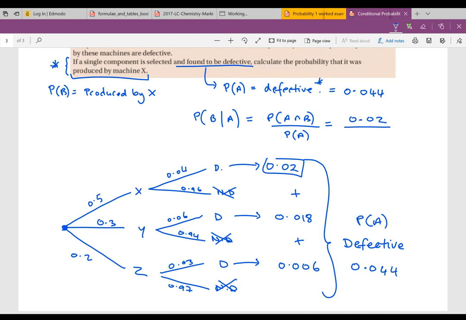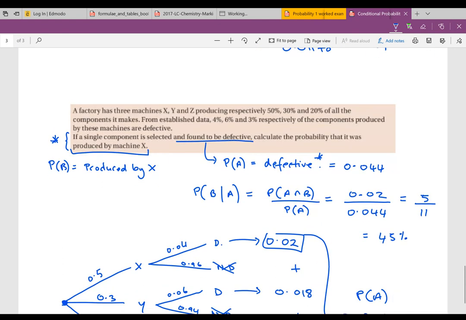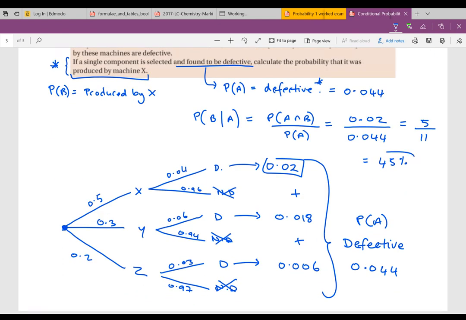Because if I pick up any product, it could be from X, Y, or Z. I want to know the probability that it came from X. Then over the probability of A, which we just worked out to be 0.044, I will get a nice simple 5/11. Because my answer was given in percentages, that works out at roughly 45%. So there's a 45% chance that if I pick up a device that's defective, it has come from X. Spend some time with this example. It is important to be able to understand conditional probability.